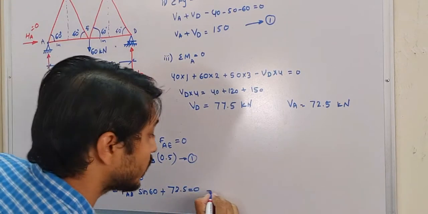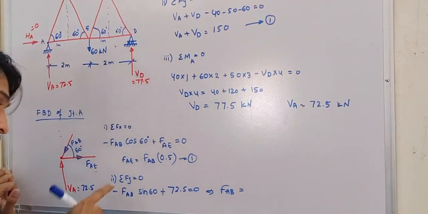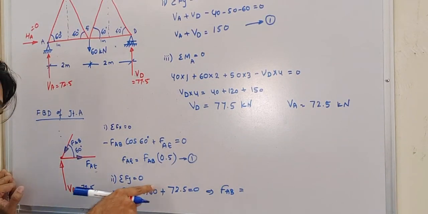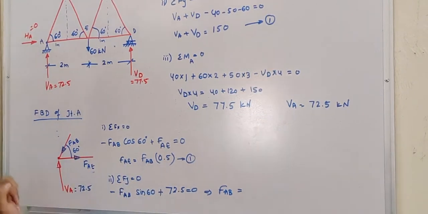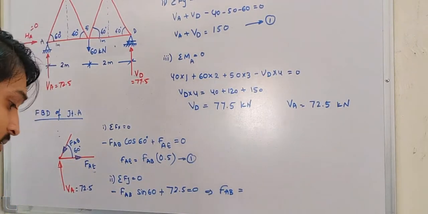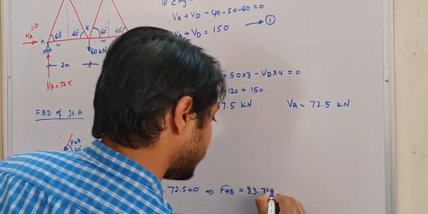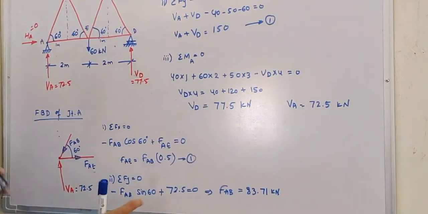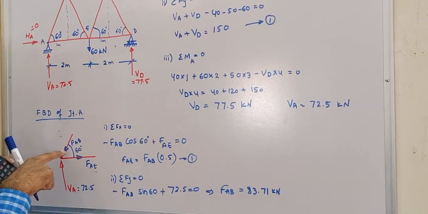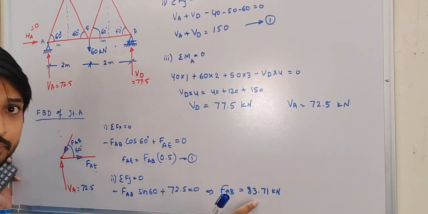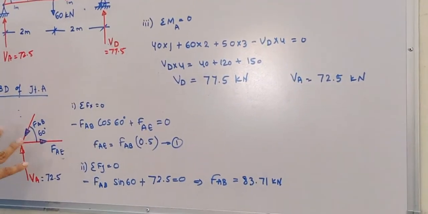If I solve this, what do I get? FAB is equal to, if I send it to the other side, divide by 0.866. So we'll get around 83.71 kilonewton. So what direction have I assumed? I have assumed this in the downward direction, that is, towards the joint, compression. So I have got a positive value only. It means that whatever I have assumed is correct.